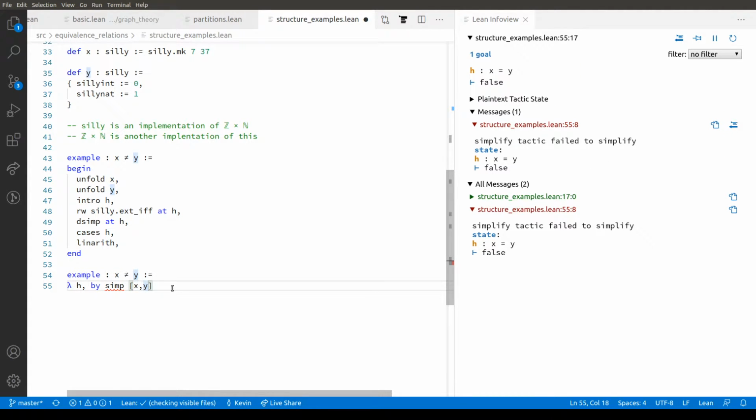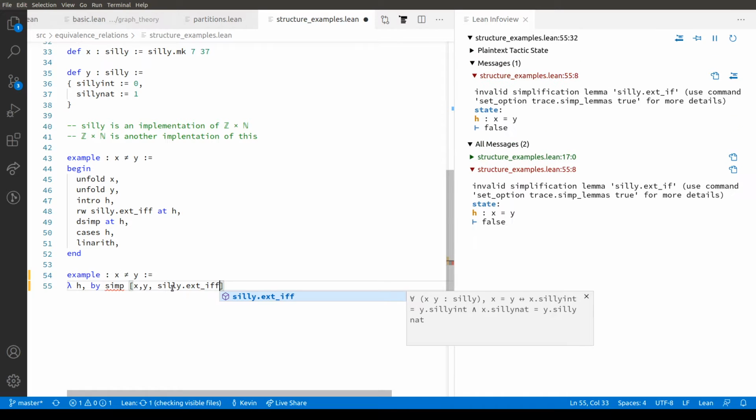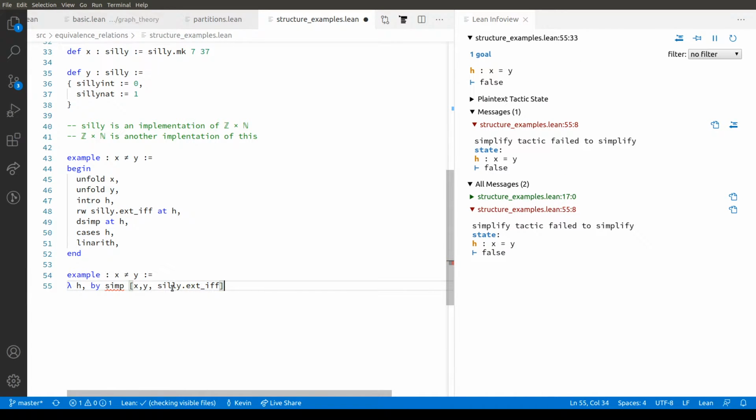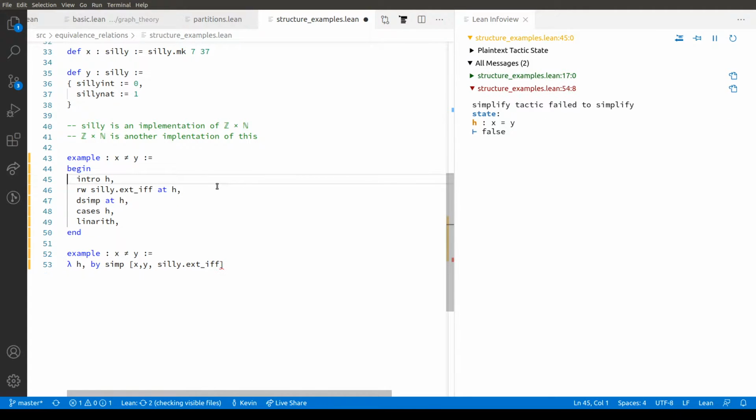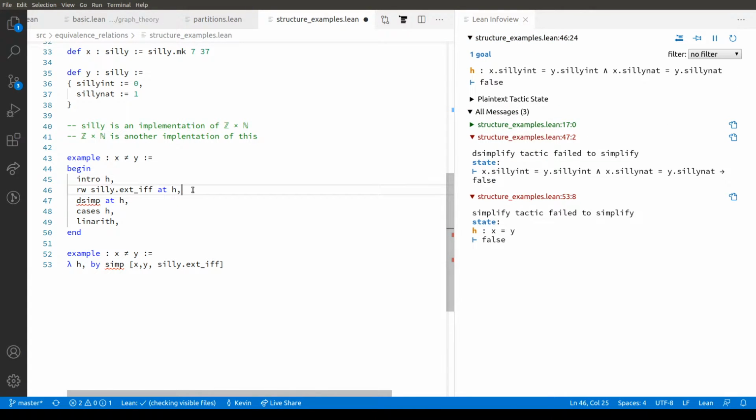Hard luck. Silly.xdiff. Yeah, I don't really want to do this in term mode, is the answer to your question. I think this seems to be much nicer in tactic mode. Although I could probably get rid of the unfolding.